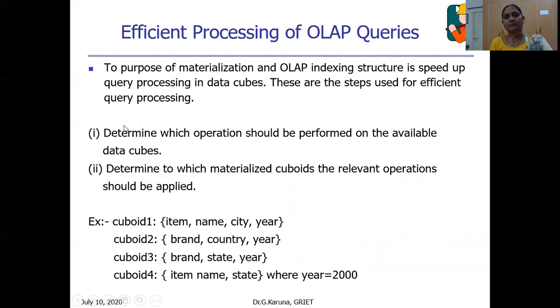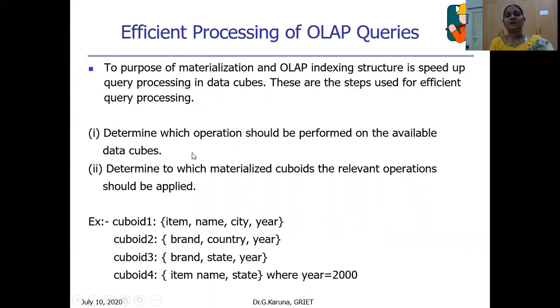Now, the efficient processing of OLAP queries. The purpose of materialization, whatever we have done previously, and the OLAP indexing structure, these two are mainly used to speed up the query processing in the data cubes. Materialization, such as full materialization, partial materialization and no materialization, and OLAP indexing, bitmap indexing and join indexing, will increase the speed of query processing, but there is no guarantee of efficient query processing. So the following are the efficient query processing steps.